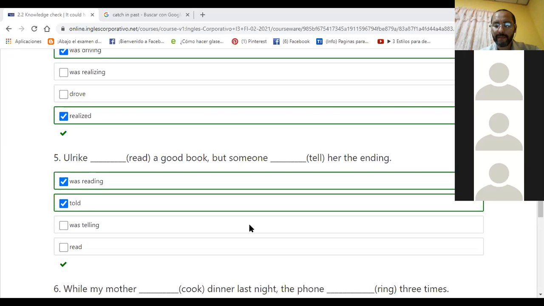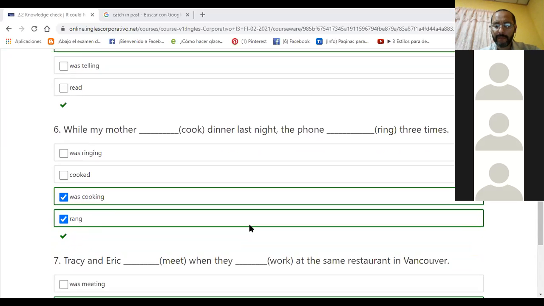Next one. While my mother was cooking dinner last night, the phone rang 3 times. The phone rang. Rang. Ring, pasado. Sí, pasado, verbo irregular. Irregular. Next one.